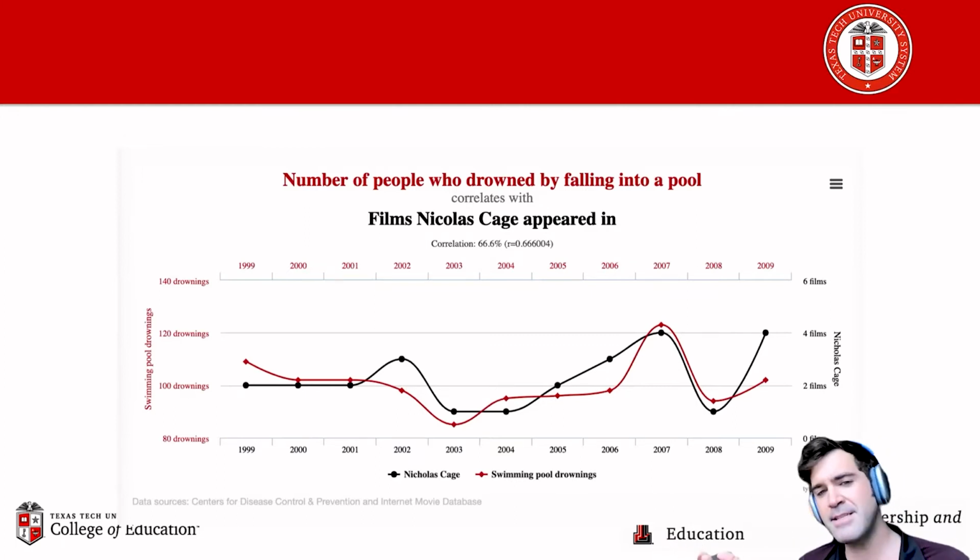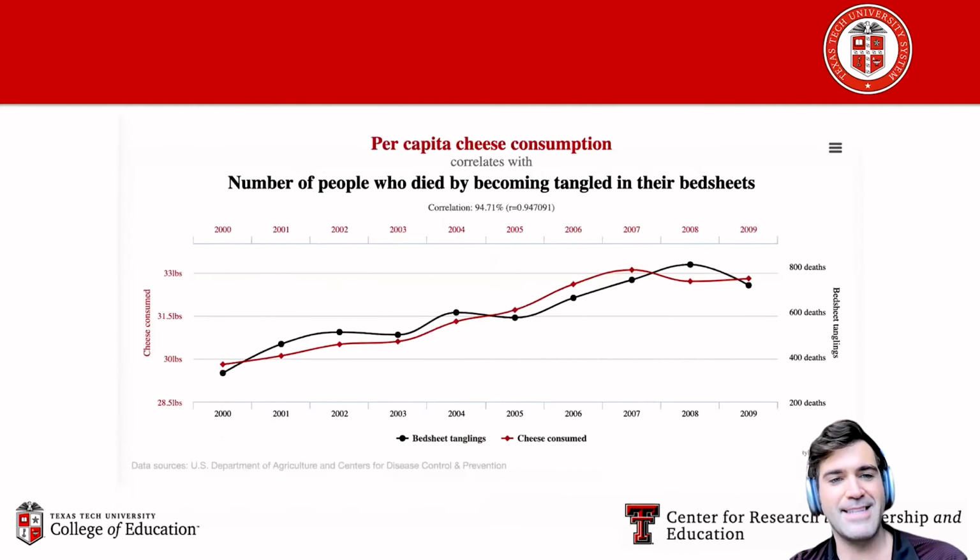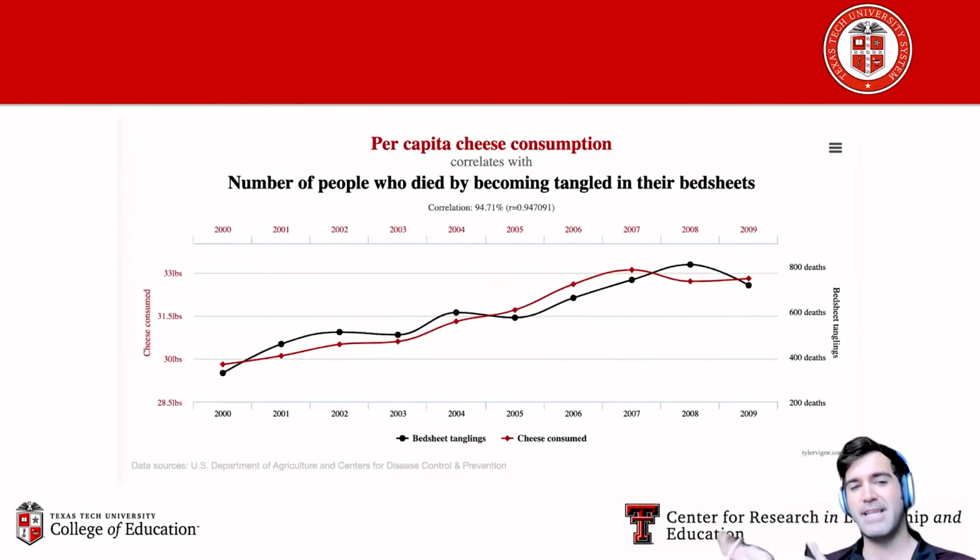I'm not sure what your opinions are of Nicolas Cage, but this seems to suggest that there is a strong correlation between these two variables. Similarly, thinking about per capita cheese consumption and the number of people who died by becoming tangled in their bed sheets. Again, I don't tend to think about these two things as going together, but they do appear to have some correlation.